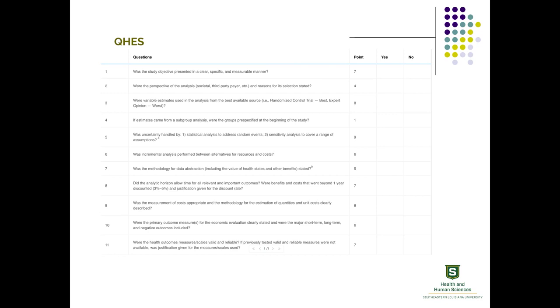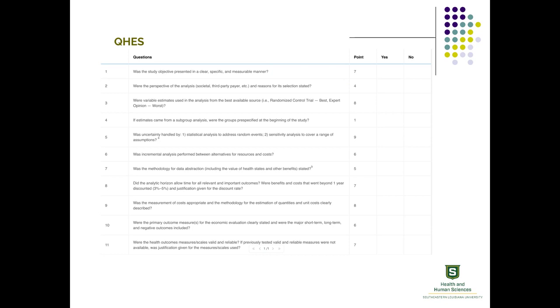Some of the things that the QHES is measuring is whether the study objective was presented in a clear, specific, and measurable manner. It's also looking at whether incremental analysis was performed between alternatives for resources and cost, whether primary outcome measures for the economic evaluation were clearly stated, and whether short-term, long-term, or negative outcomes were included. They are measuring different things. They're not all looking to see the same thing.